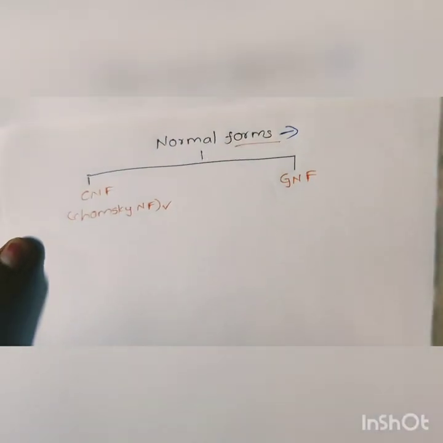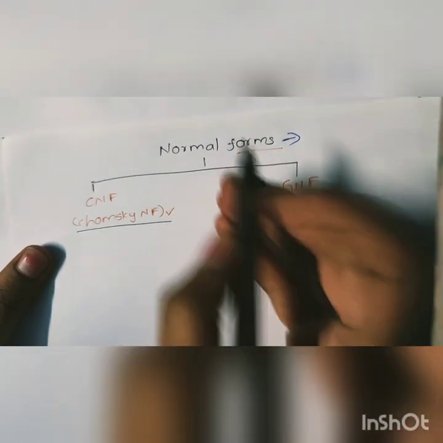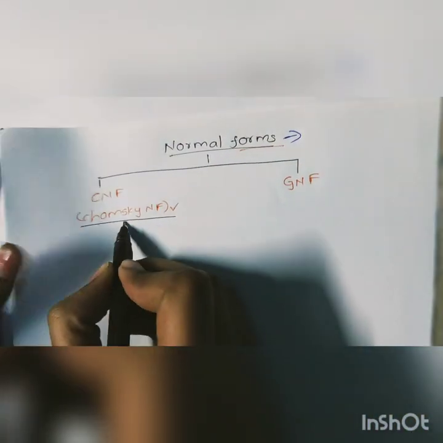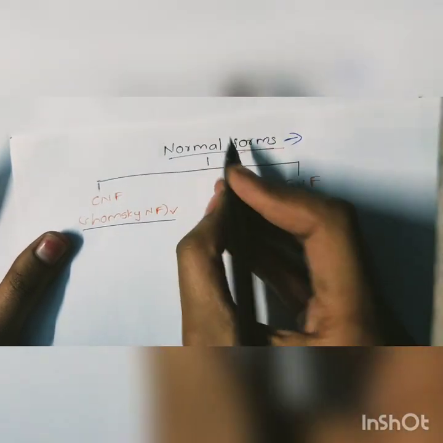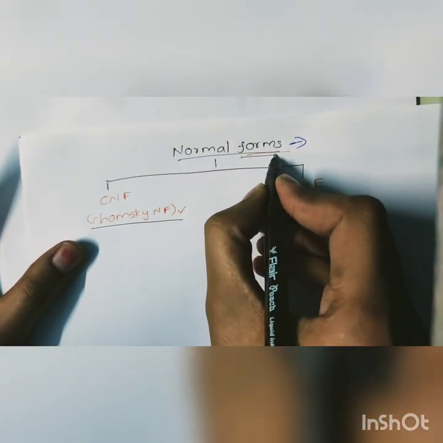Hello friends, today we are going to discuss Chomsky normal form. Normal forms are generally divided into two types: Chomsky normal form and GNF, Greibach normal form. First we have to understand why we use these normal forms.